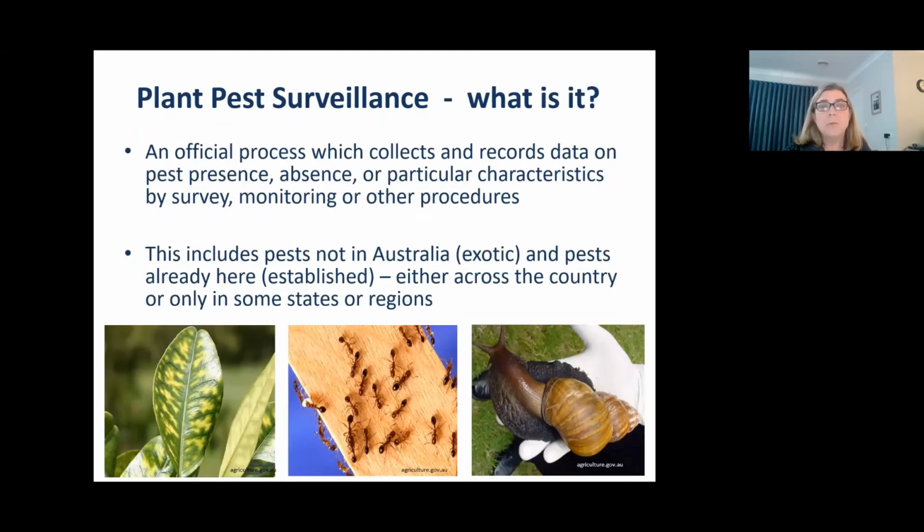So basically, what is plant pest surveillance? At its simplest, it's a process which collects and records data on the presence or absence of pests or a particular characteristic, and it's done through surveying or monitoring or other procedures. Those plant pests of interest might be exotic, so they're not actually present anywhere in Australia at all, or they might be present either across the entire country or just in particular states or regions.